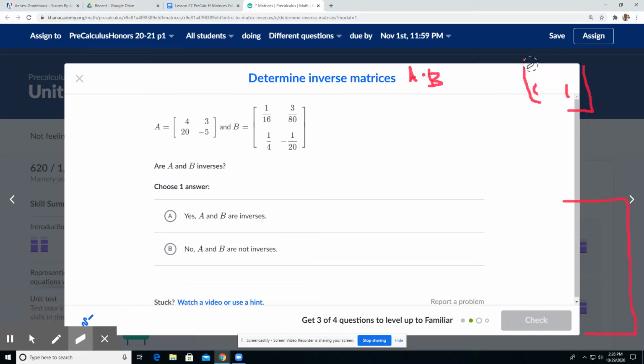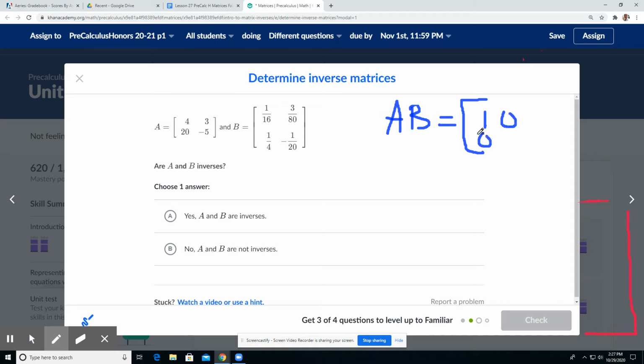So that's the process: you just have to go through and multiply them all out to see if you get the 1. Your goal is, does A times B equal, in this case, 1, 0, 0, 1? You have to multiply it out to see. There are some other tricks, but we'll get to those later.